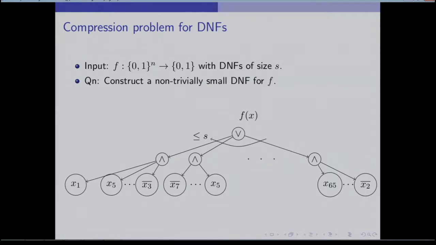You're given the truth table of a function. You promise that it has a DNF of size S. You want to construct a non-trivially small DNF for F. This is just the DNF minimization problem that I think is fairly well known. So how does one go about solving this problem? Well, there's a very simple connection to the set cover problem. You can just use set cover algorithms to solve this problem pretty well. Let's go through that.